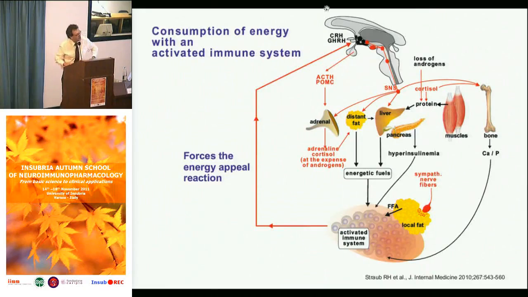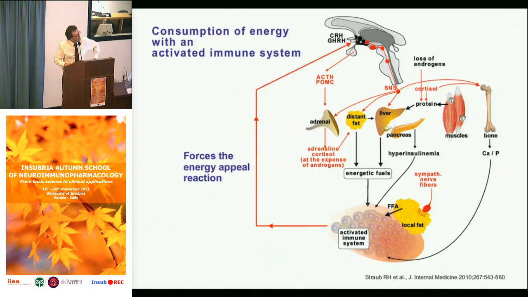We understand that because of the sympathetic nervous system, but also cortisol. This is an old story. When you give prednisolone in high doses, you have osteoporosis. So both of these energy appeal hormones break down the bone. This breakdown of the bone is necessary for an activated immune system because in a starvation situation, in the anorexia situation, you need the calcium and phosphate from the bone because you don't take it up. You don't drink milk when you have influenza.